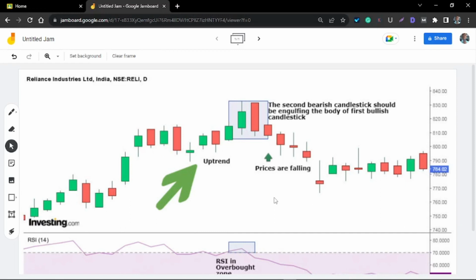So the final one on our list is called the bearish engulfing candlestick. So what do I mean by the bearish engulfing candlestick? The bearish engulfing candlestick is simply a candlestick that is signifying a downtrend from an uptrend.